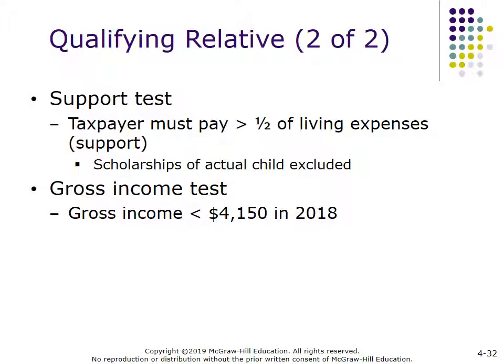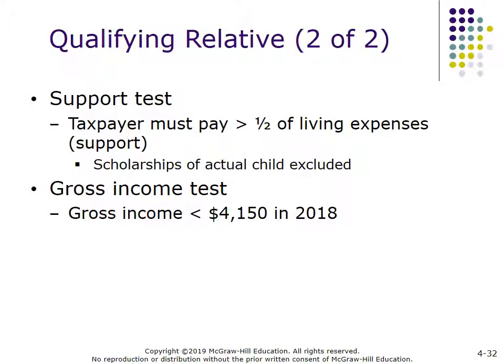Support test. The taxpayer, this is different than what we talked about before. Before it was the child cannot provide more than half of their own support. Well, now the taxpayer must pay more than half of the support of the potential qualifying relative dependent.